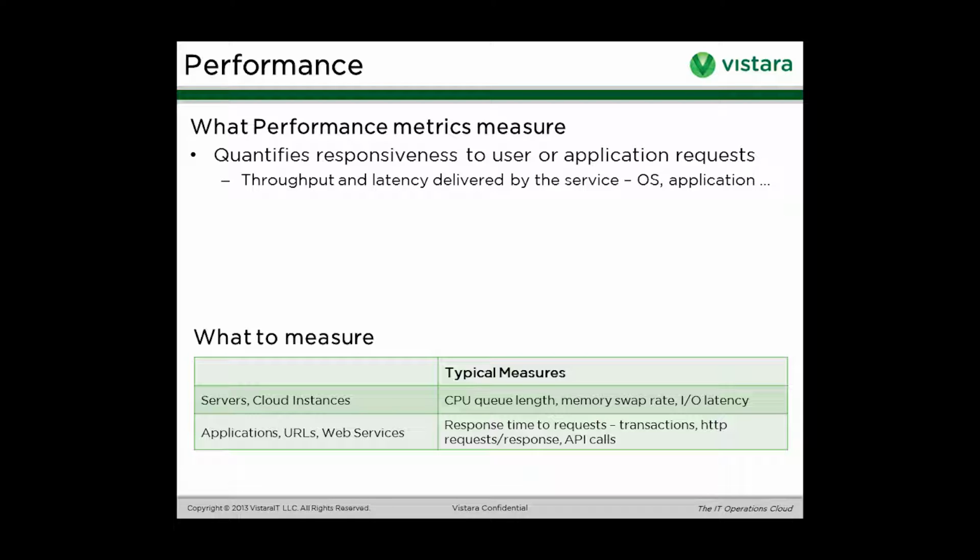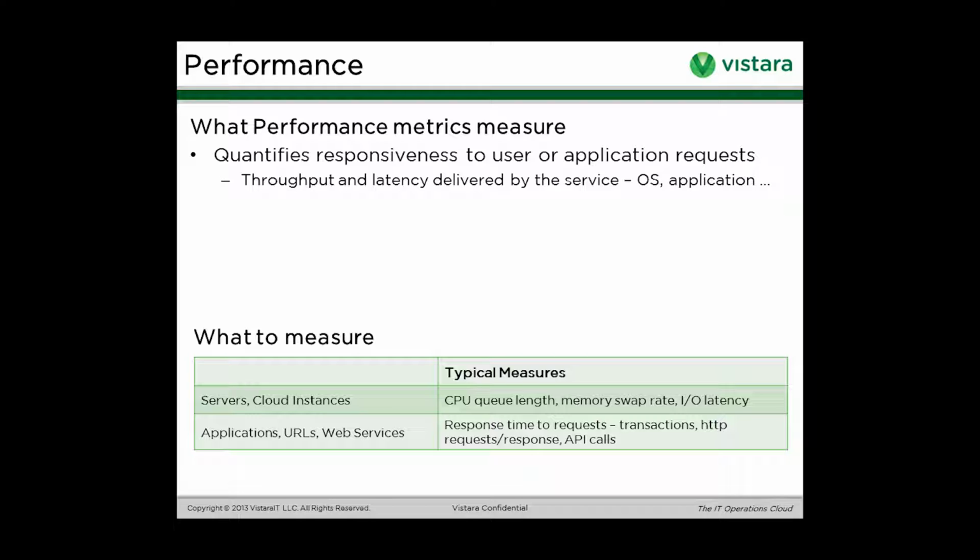And so, if you get down to what you would measure at different levels, for servers and cloud instances, you would measure more lower level metrics like CPU, how much time your apps are spending waiting for CPU, or likewise with memory, are you getting lots of swaps because you just don't have enough memory? It's more lower level metrics. And at the application level, you'd measure what the user sees, what response time users are getting for the requests or API calls that they're making.